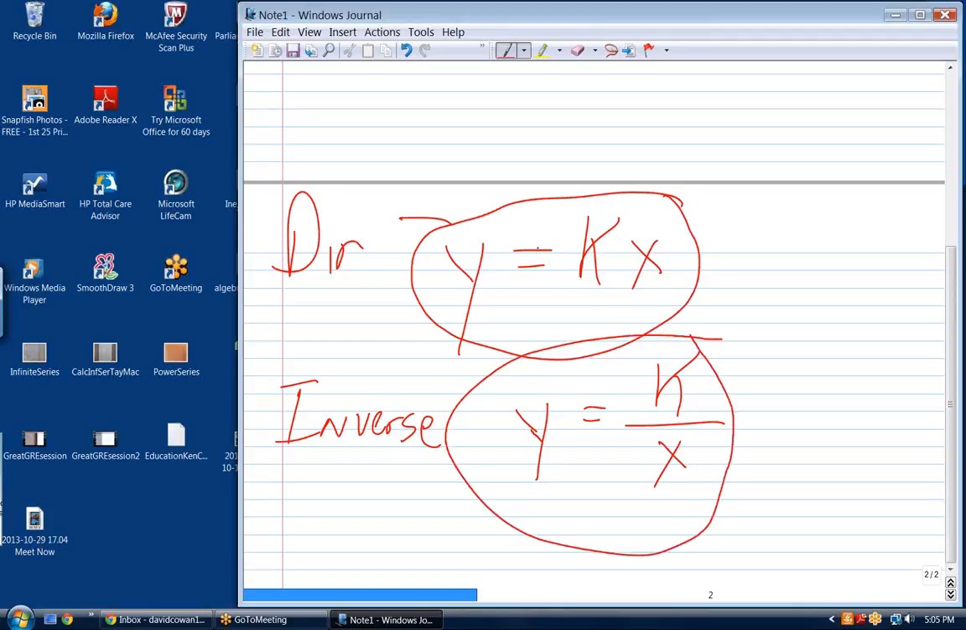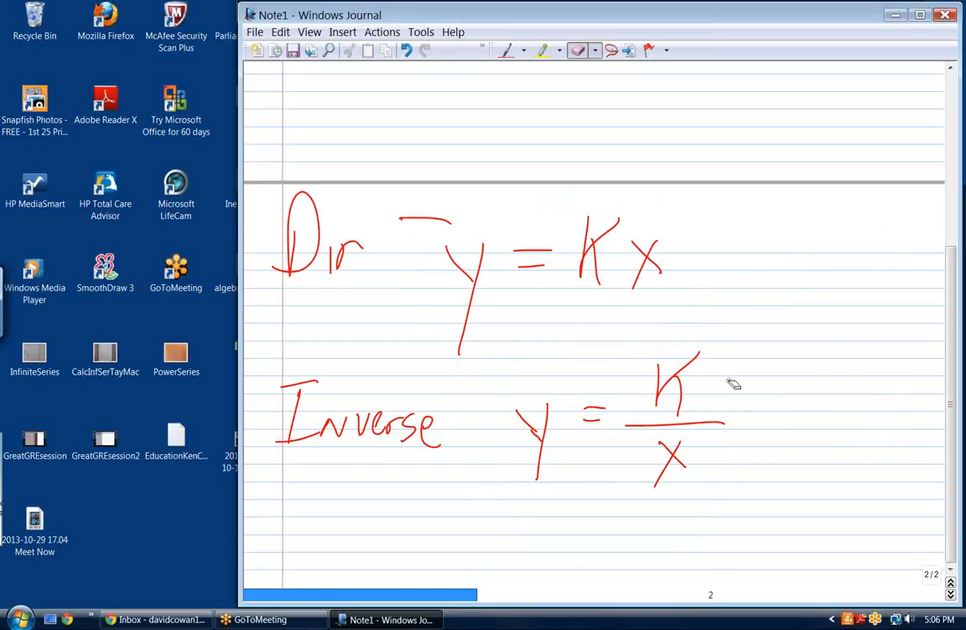But realize that we can make algebraic manipulations of each of these. In other words, a direct relationship would mean that k is equal to y over x, and an inverse relationship would mean that k would be equal to y times x. So be careful about what you memorize. It can cause you to be confused as to which is which. This is true and this is true, but save those to calculate algebraically.